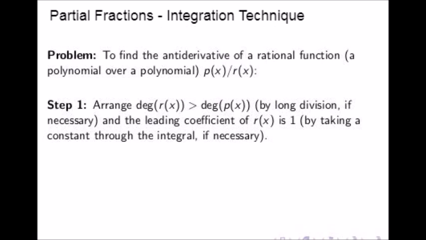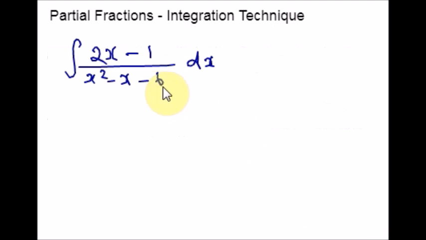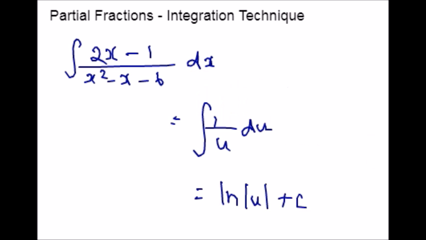Let me take one example and explain it. This integral can be written as, if you assume this function as u equal to x square minus x minus 6, du will be 2x minus 1 dx. You can also refer to the previous video on substitution. So if you do this integral, you'll get ln of x square minus x minus 6 plus c, after you back substitute the u.